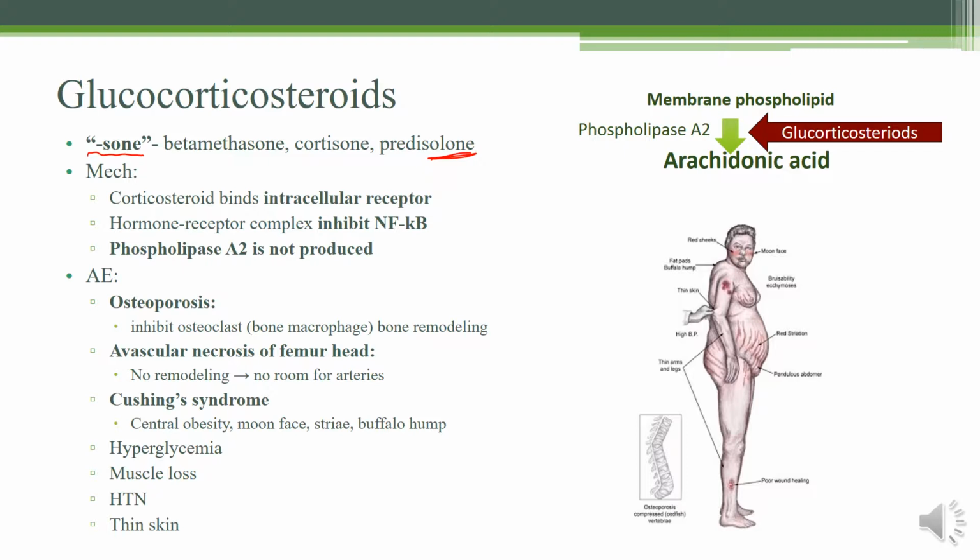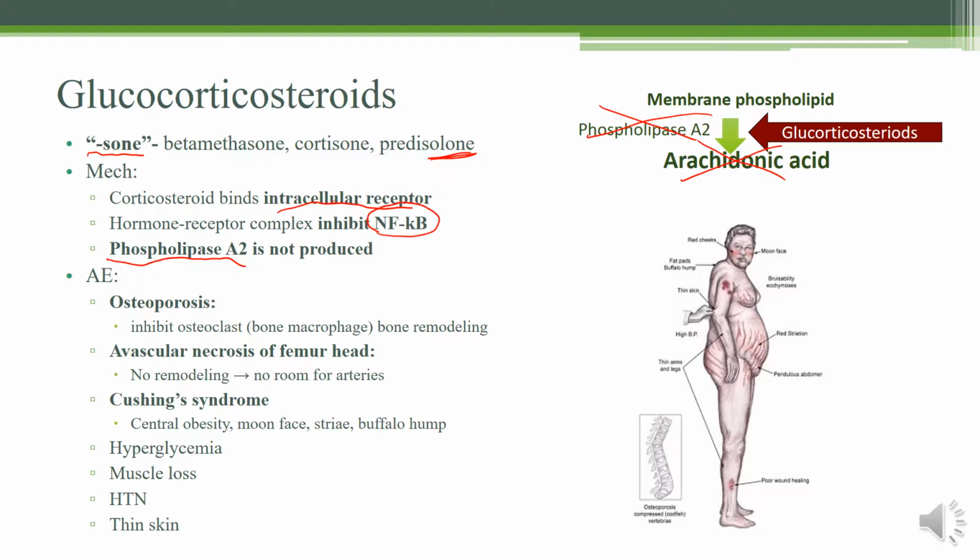So how do they work is that they bind to an intracellular receptor, and this intracellular receptor will inhibit the NF-kappa B gene. And as I said before, NF-kappa B gene is going to be important for the expression of phospholipase A2, amongst other things. So if you can inhibit the phospholipase A2, you don't even make arachidonic acid to begin with, and you get an inhibition of the leukotrienes, the prostaglandins, and the thromboxanes all at once.